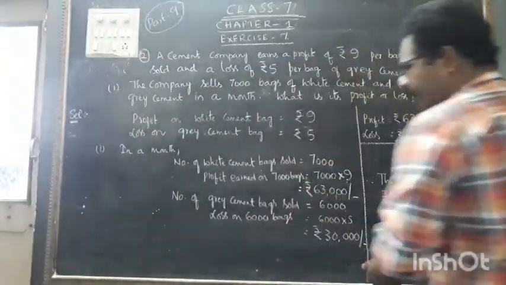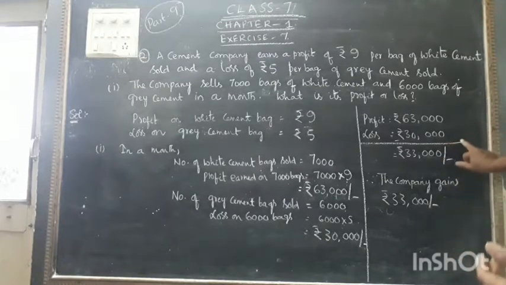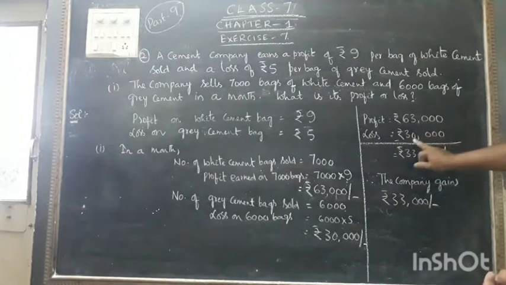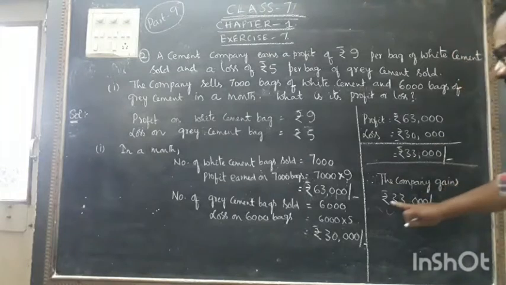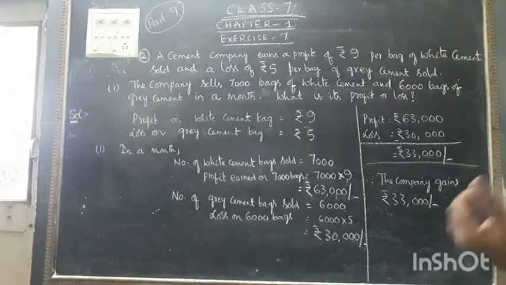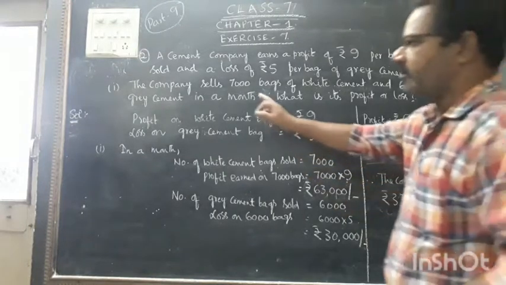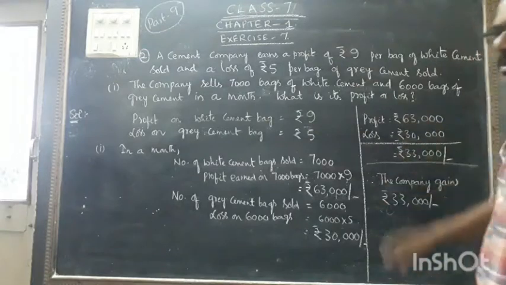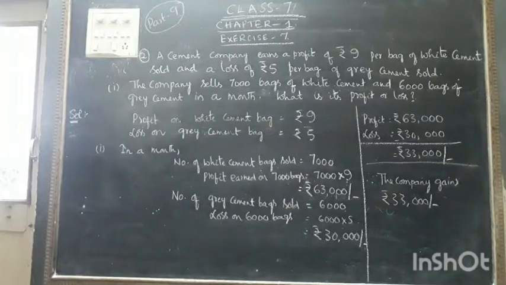So finally the profit is equal to 63,000 rupees and loss is equal to 30,000 rupees. Which one is bigger? Profit is bigger. So profit minus loss is equal to 63,000 minus 30,000, which is equal to 33,000. So finally, the company gains 33,000 rupees by selling both white cement, 7,000 bags, and grey cement, 6,000 bags. Okay, so this is the sum.